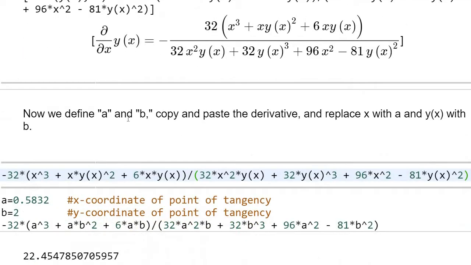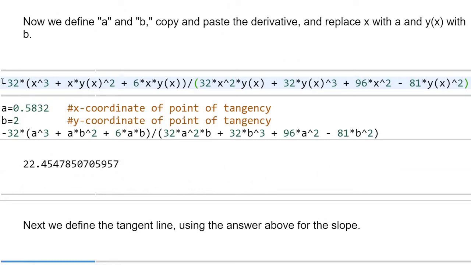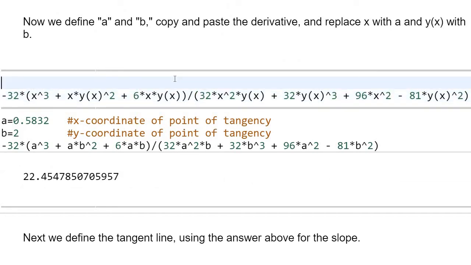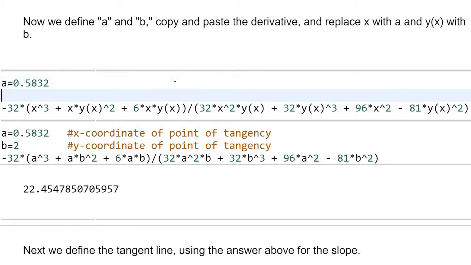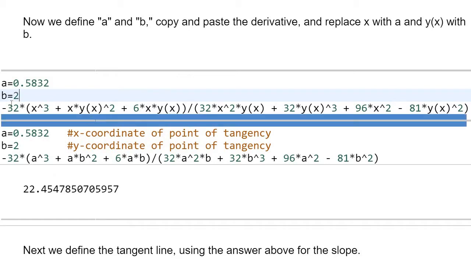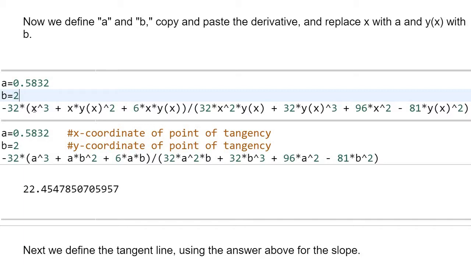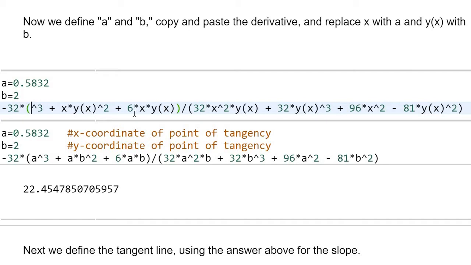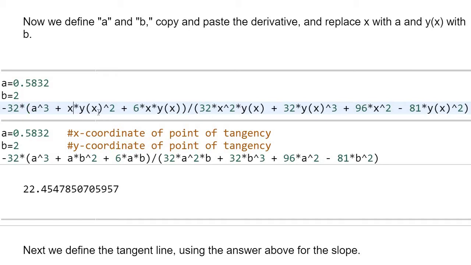That's what I copied. And I want to replace the x with the number 0.5832. And I want to replace y with the number 2. And I called them A and B just to make them different so I could see which ones I had replaced here. I don't want to overwrite the variable x because I want to use variable x. So I'm going to go through and all the x's are going to become a's. So wherever I see an x, not this one.